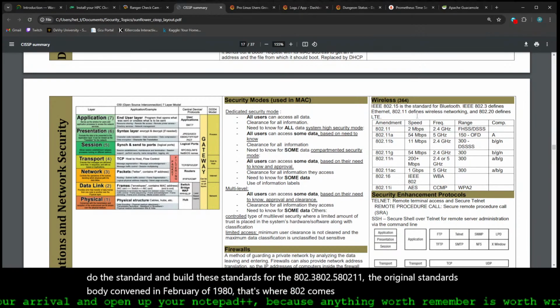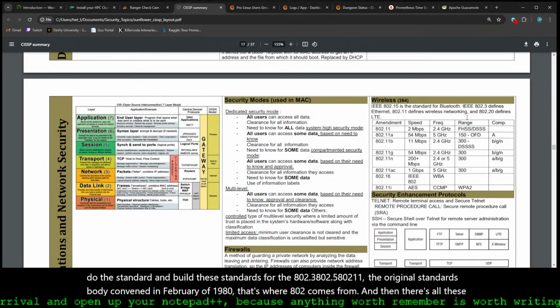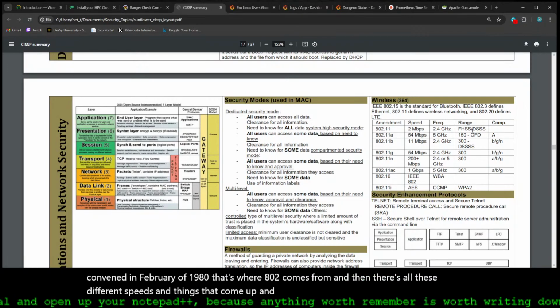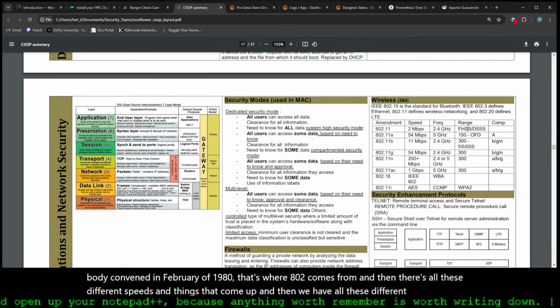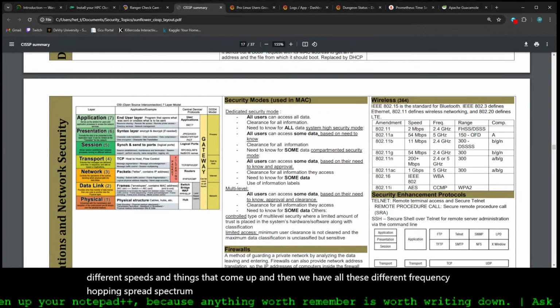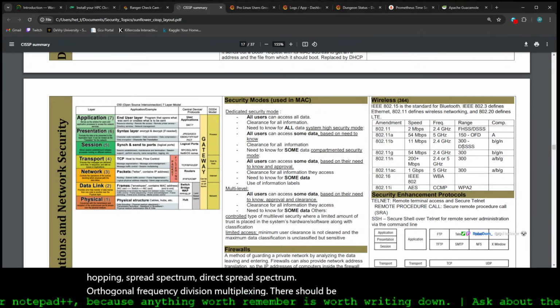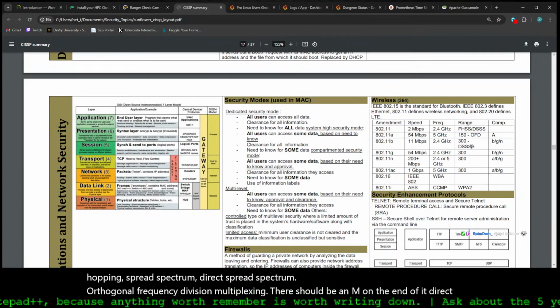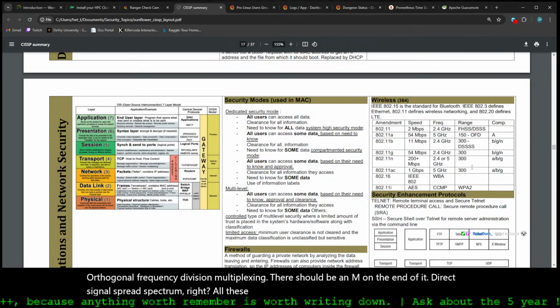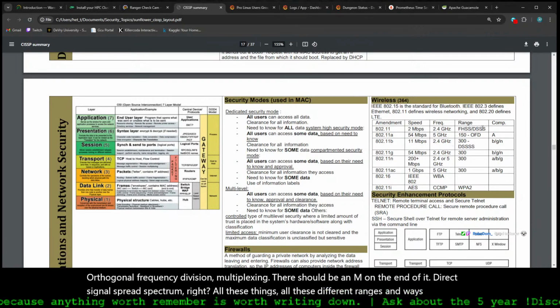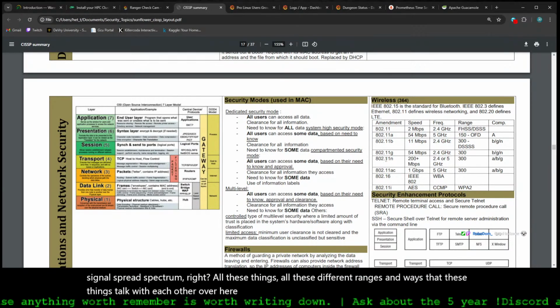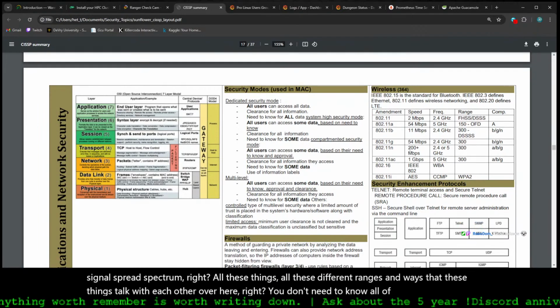And then there's all these different speeds and things that come up, and then we have all these different frequency hopping spread spectrum, direct sequence spread spectrum, orthogonal frequency division multiplexing. There should be an M on the end of it. All these different ranges and ways that these things talk with each other. You don't need to know all of that in any way.